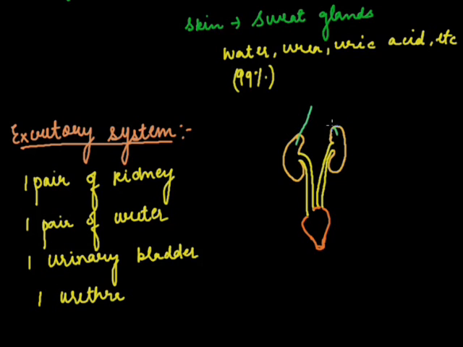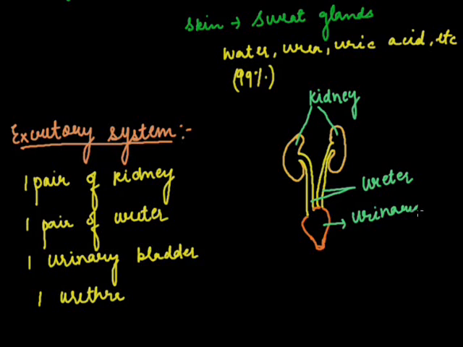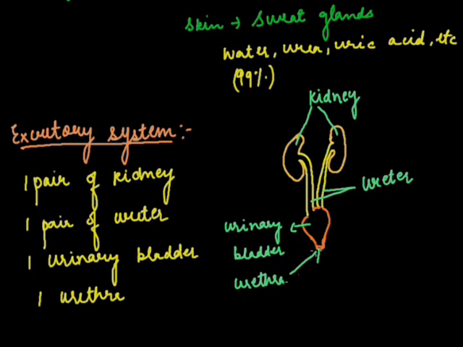Now let us see a diagram of it. These are the two kidneys, the right kidney and the left kidney. These two are the ureters. This is the urinary bladder and this is the urethra. This is all for the day. Next time we will discuss the kidney in detail.